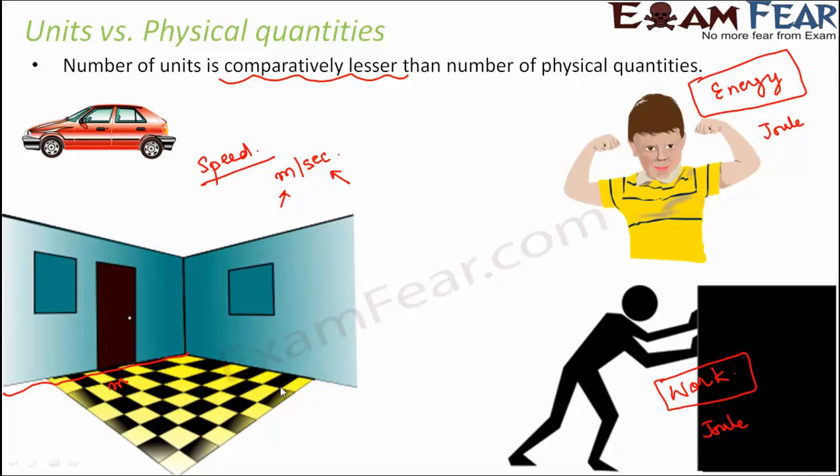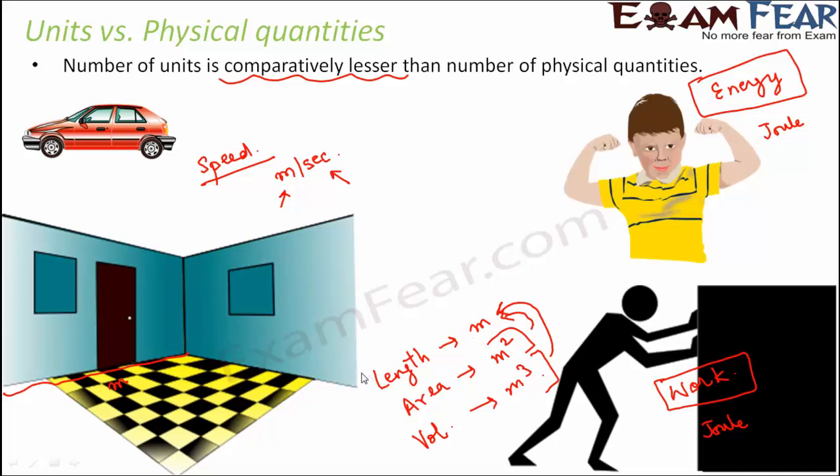Again, you talk about the area of this room. If I ask you to find the area of the room, the unit for length is meter. If you ask the unit for area, that would be meter square. If you ask the unit for volume, that would be meter cube. So you see these meter square, meter cube, these are new units, but these are derived from the basic unit, that is meter.